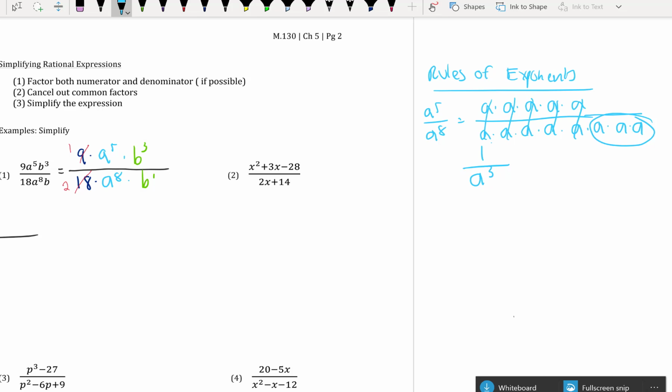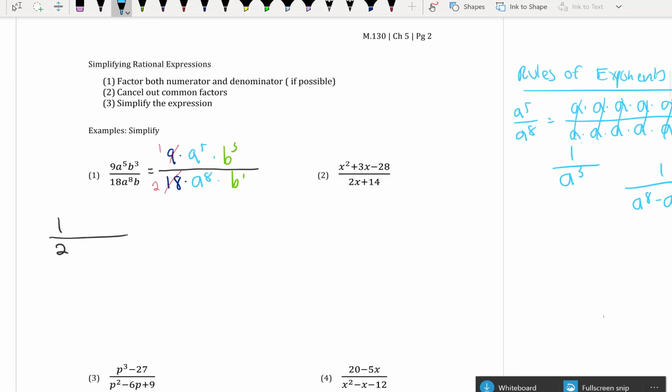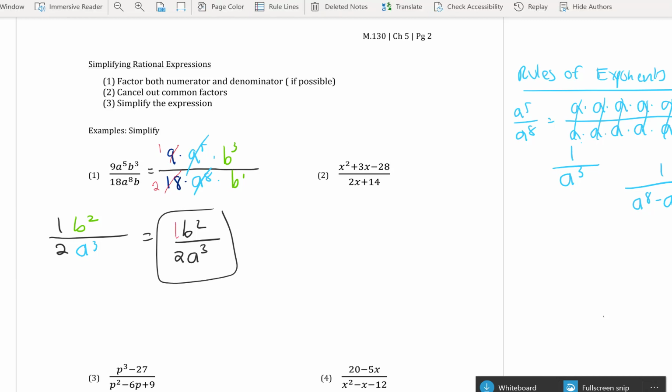Well, that's the same as saying a to the 8th minus a to the 5th. So you have your a to the 3rd. So when you cancel these out, you have an a to the 3rd exponent. Now, if I'm looking at my b's, 3 minus 1 will give me 2. So you can rewrite this as b squared over 2a to the 3rd power. You can either keep the 1 in front of the b or not. It's really just preference if students like to see that 1 or not. Okay.